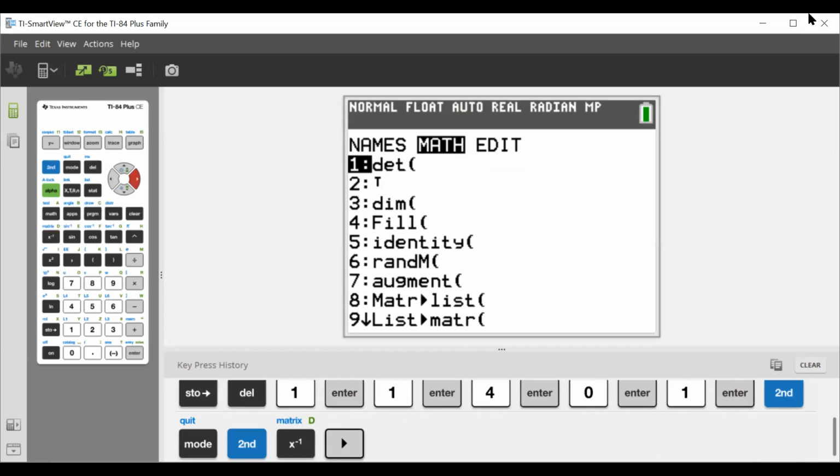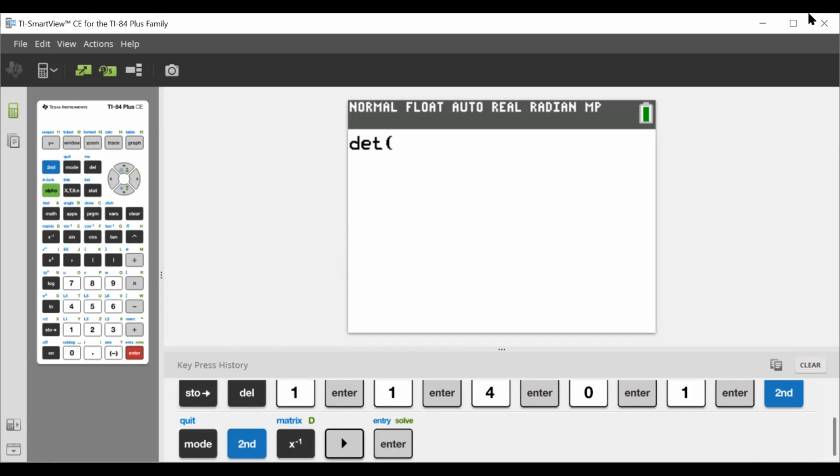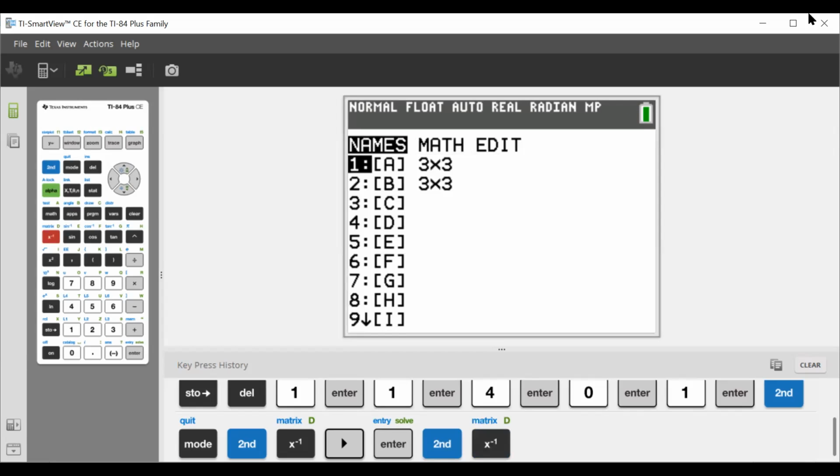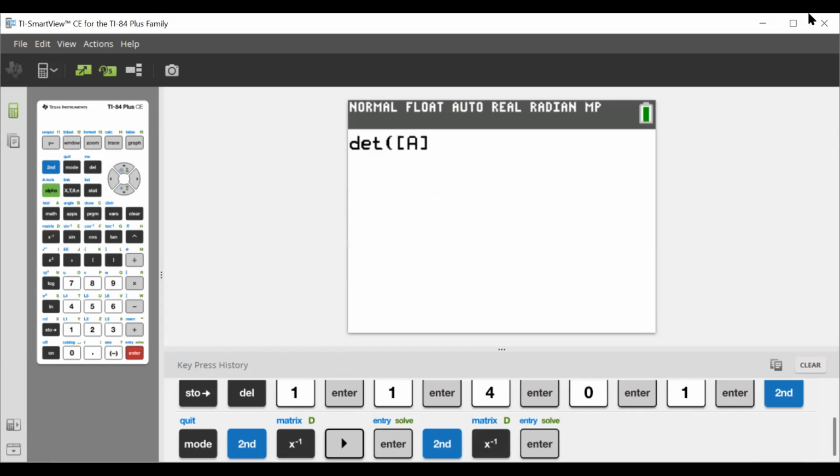Remember that calculator notation for determinant? So it's already highlighted, so I'm going to push enter. Now I need to tell it which matrix to find the determinant of. That's matrix A, so I'm going to go back to my matrix menu. Names, A, enter. Close parentheses, enter. There's that 6 that we found when we did it before.